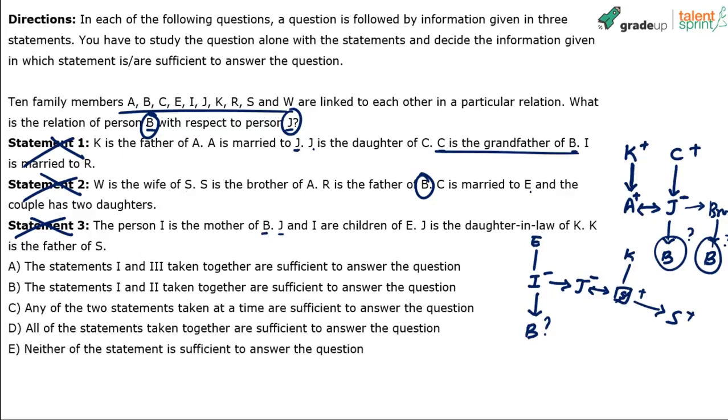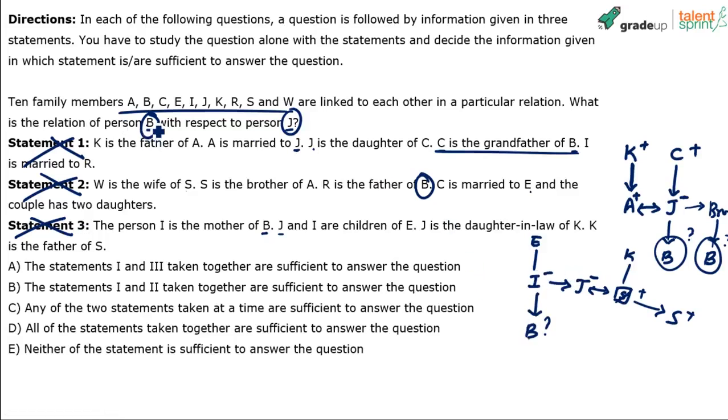However, remember, if the question is swapped, if it says what is the relationship of the person J with respect to B, then we can find out the answer. What is the relationship of J with respect to B? J is the aunt of B. Of course, statement 1 does not give us the data because J could be mother of B or aunt of B, both are possible. And statement 2 anyway is incomplete. Statement 3, J is the aunt of B, definitely.